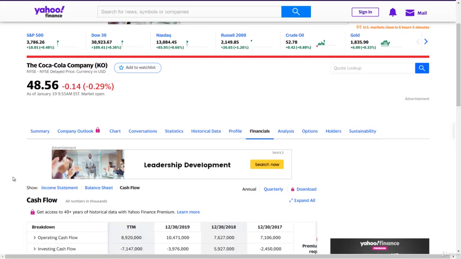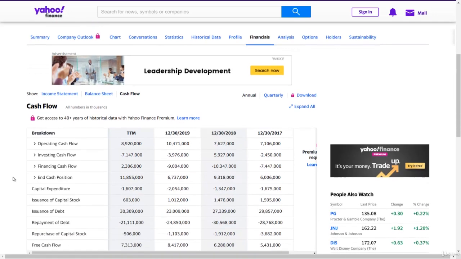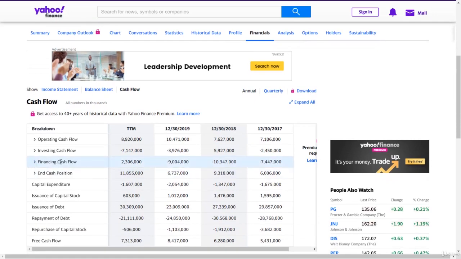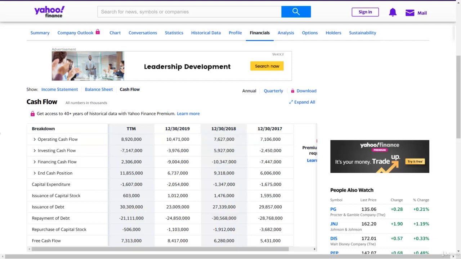And once again, Coca-Cola here. So as we can see, this is the cash flow of Coca-Cola, and these are the most important parts that you need to be aware of: the operating cash flow, investing cash flow, and financing cash flow. And of course, the end cash position, which is also good to see, right? Because it is all the cash that the company holds after the fiscal year ends.